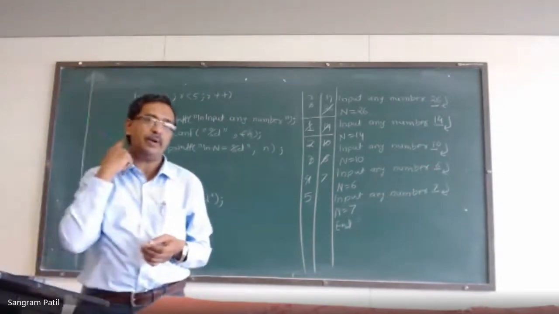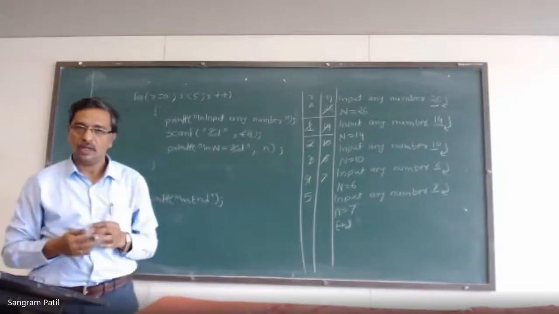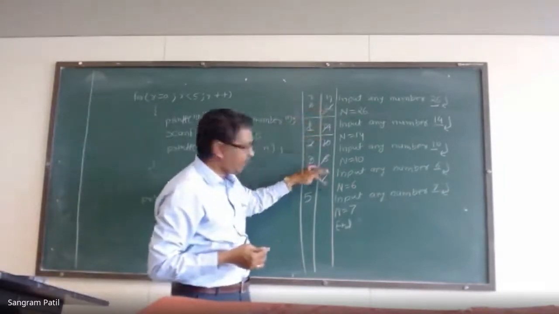Okay. 5 numbers we have input. Clear? We have inputted 5 numbers. 1, 2, 3, 4, 5.